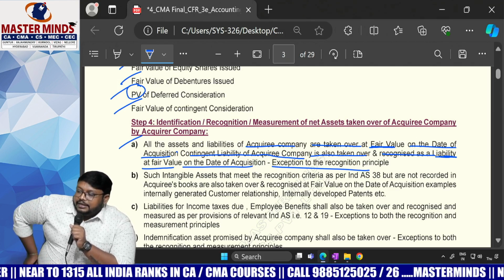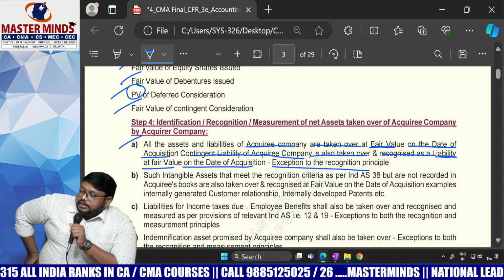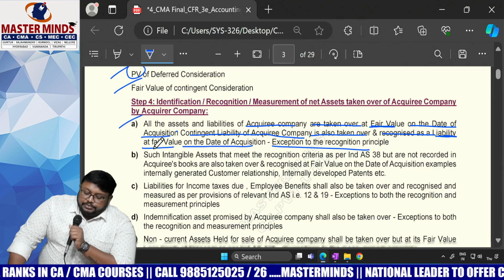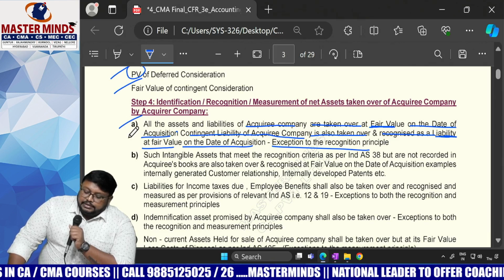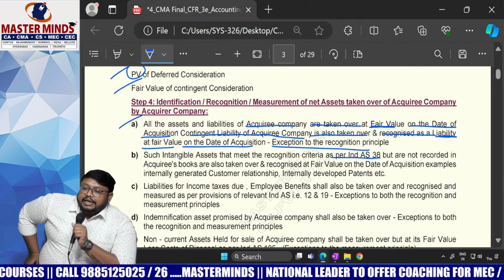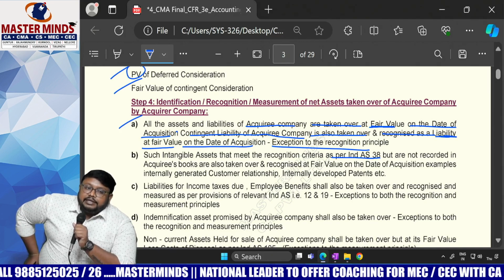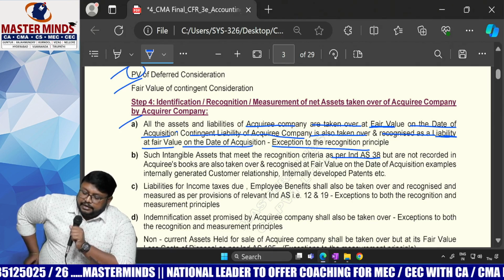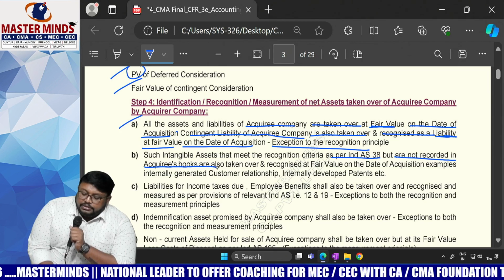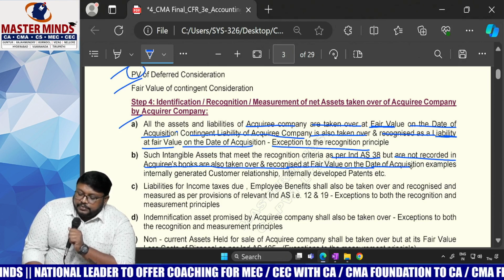Generally, it is an exception for the recognition principle. The acquiring company has not recognized that as a liability, but we are recognizing it as a liability. So that is an exceptional rule for recognition criteria. Coming to intangible assets that meet the recognition criteria as per Ind AS 38, which deals with intangible assets, but are not recorded in the acquiree's books, are also taken over and recognized at fair value on the date of acquisition.